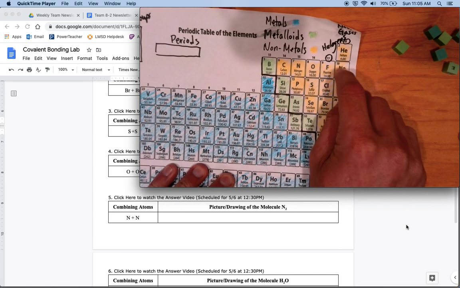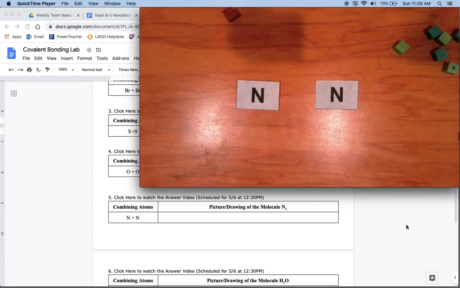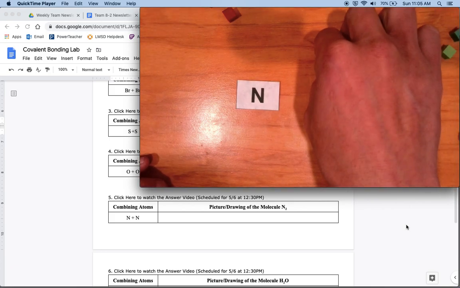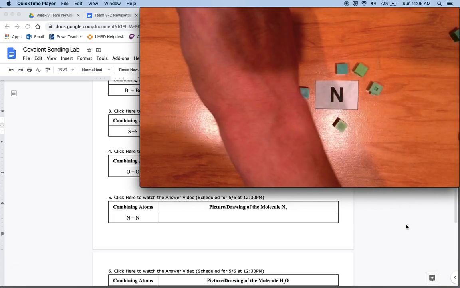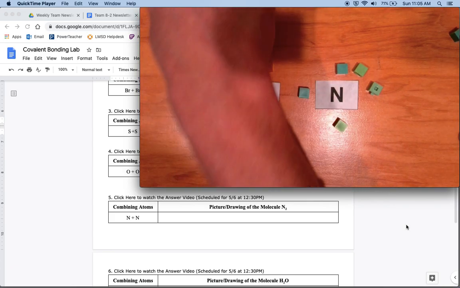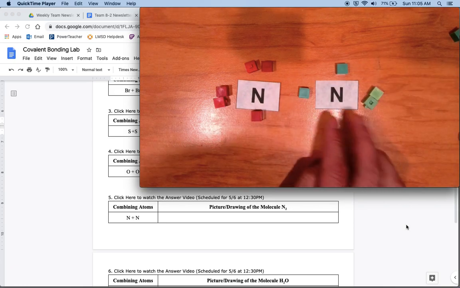So we know that it goes 8, 7, 6, 5. So both nitrogens have 5 valence electrons. So we're just going to put 5 around it. 1, 2, 3, 4, and 5. 1, 2, 3, 4, and 5. So here we go. Okay.